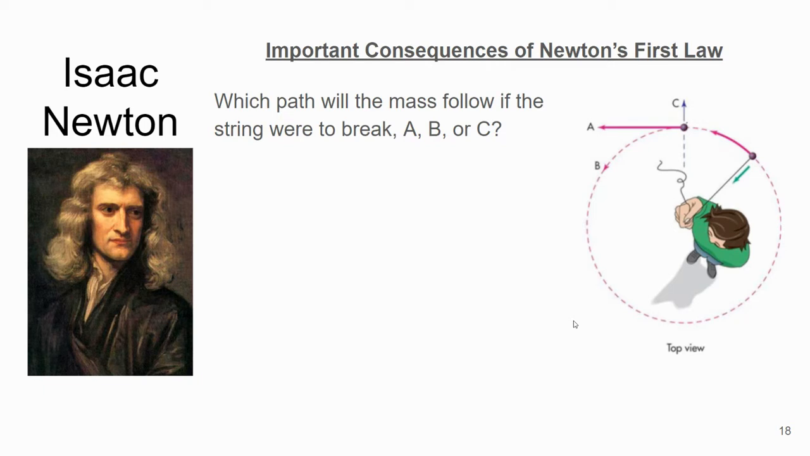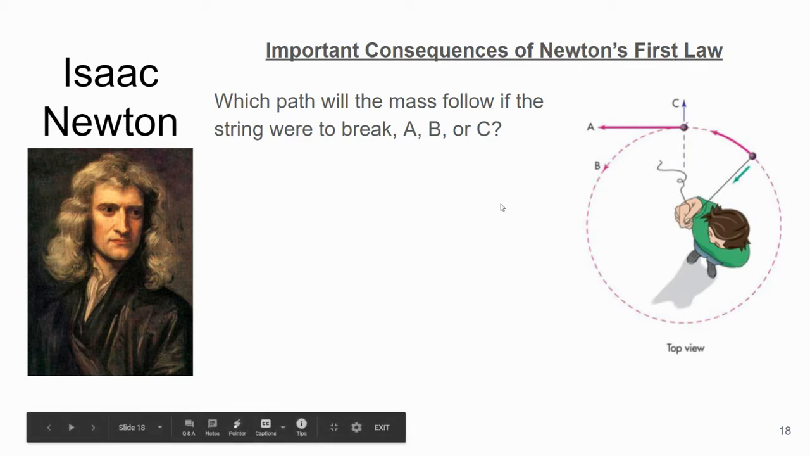So now we're looking at Alice from overhead. She's swinging this thing around. So this thing is going around counterclockwise. When it gets back to this point here, the string is going to break. So which way will the ball go once the string breaks? Will it continue straight line in this direction? Will it continue to curve the way it was doing when the string was there? Or will it shoot out in direction C? And the answer is A. The mass will follow path A.